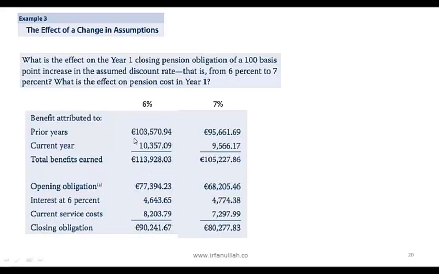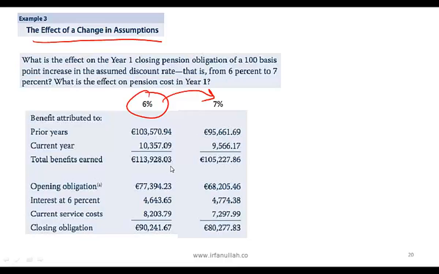It's example 3 now. It's using the same numbers, but we are going to look at the effect of change in assumptions. And the two most important assumptions are the assumption related to the discount rate. We had assumed 6%. What if we increase the discount rate to 7%?